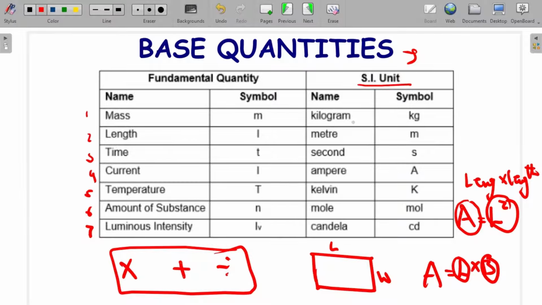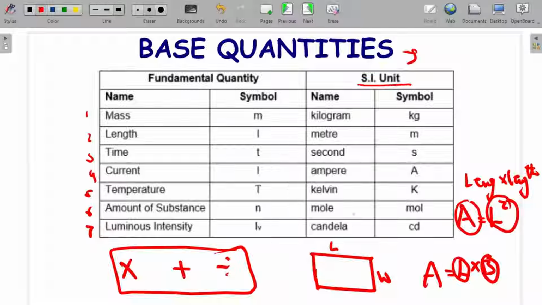We have mass, which is measured using the kilogram, with the symbol kg. We have length, which is measured using the SI unit meter. We have time, measured in seconds; current, ampere; temperature, Kelvin; amount of substance, mole; and luminous intensity, candela. These are the SI units of measurement, the internationally accepted system, such that everywhere you go in the world, someone is going to understand what you are talking about.